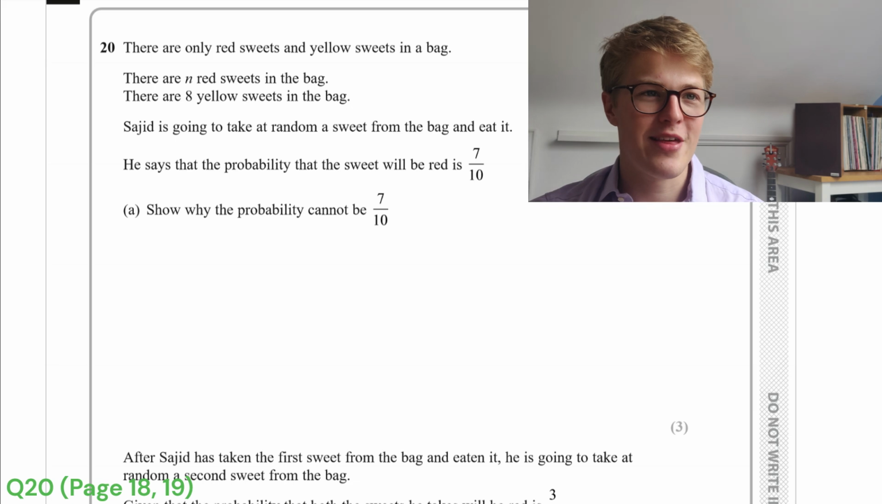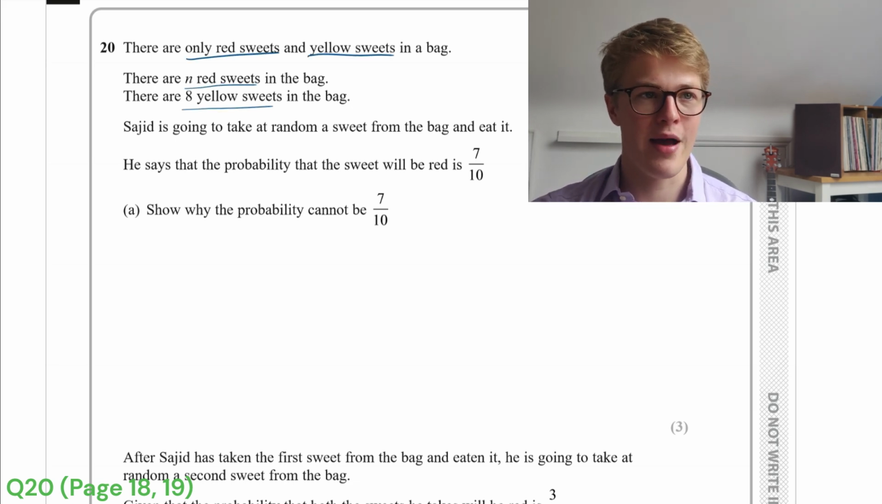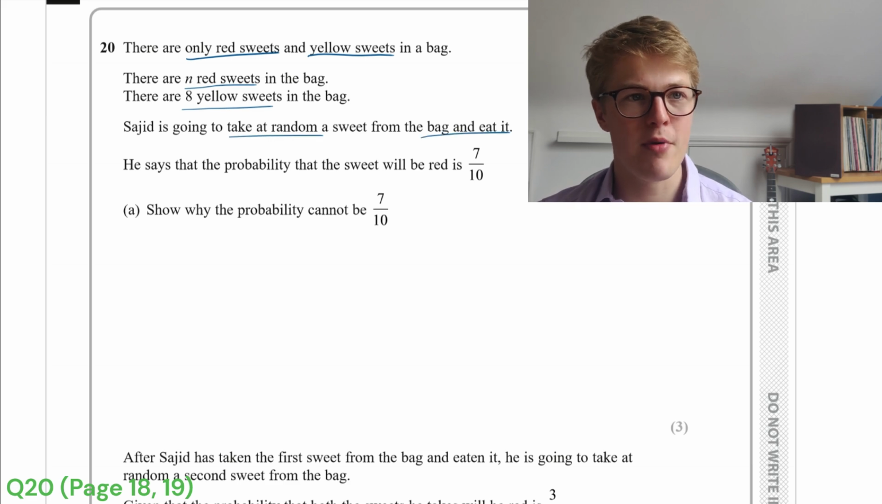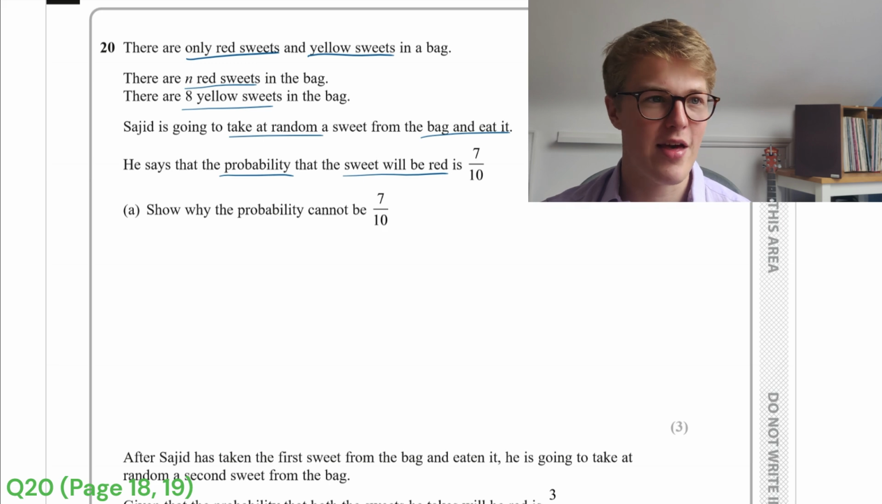There are only red sweets and yellow sweets in a bag. There are n red sweets in the bag. There are 8 yellow sweets in the bag. Sajid is going to take at random a sweet from the bag and eat it. He says that the probability that the sweet will be red is 7/10. Show why the probability cannot be 7/10.